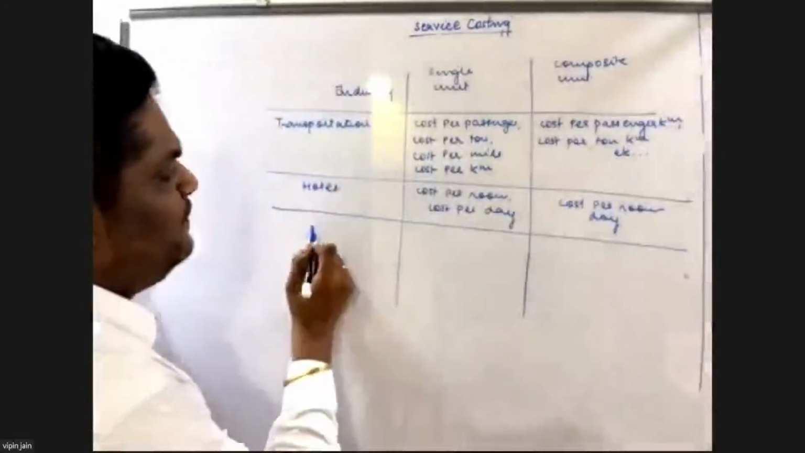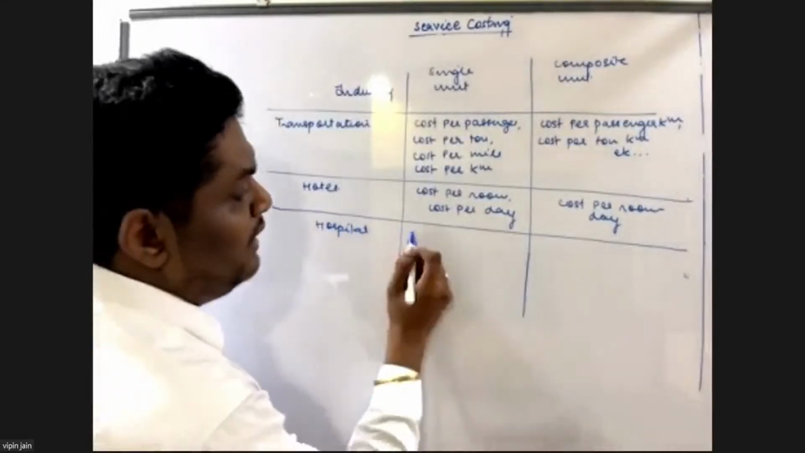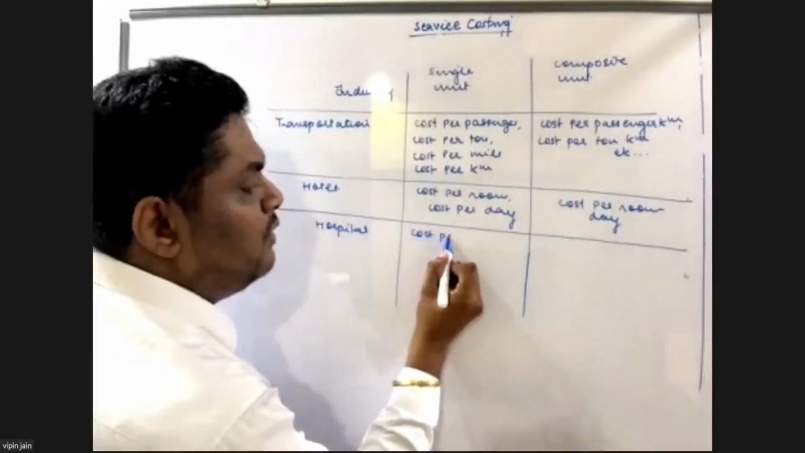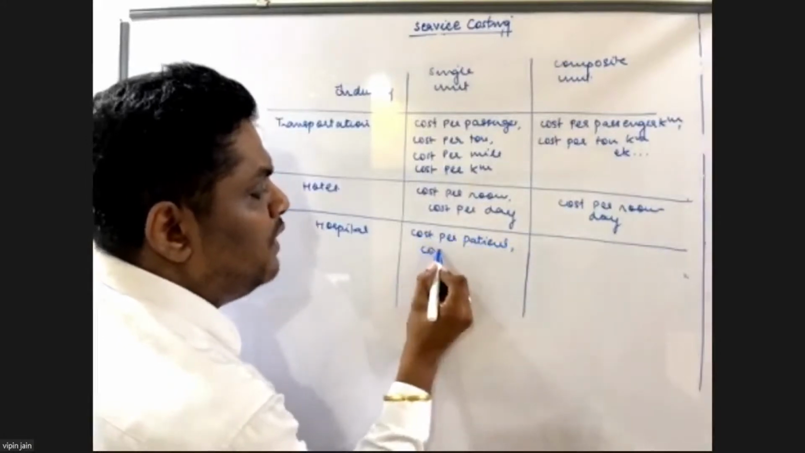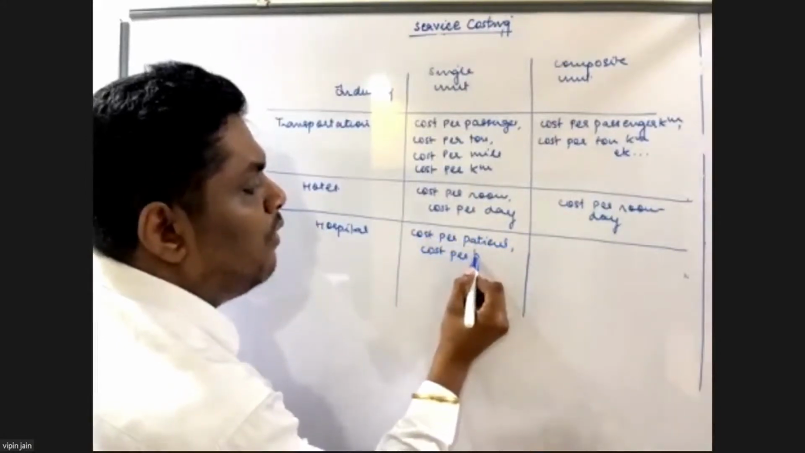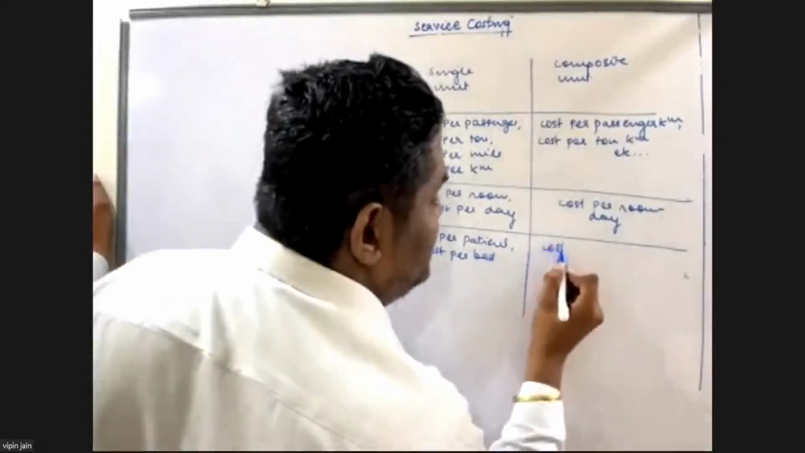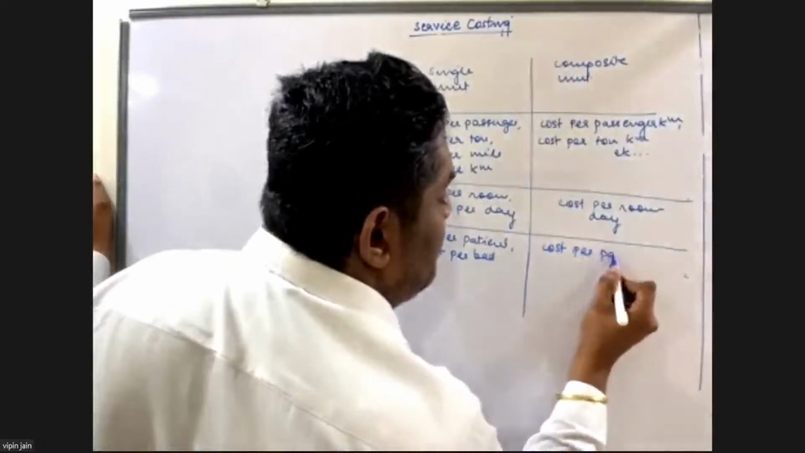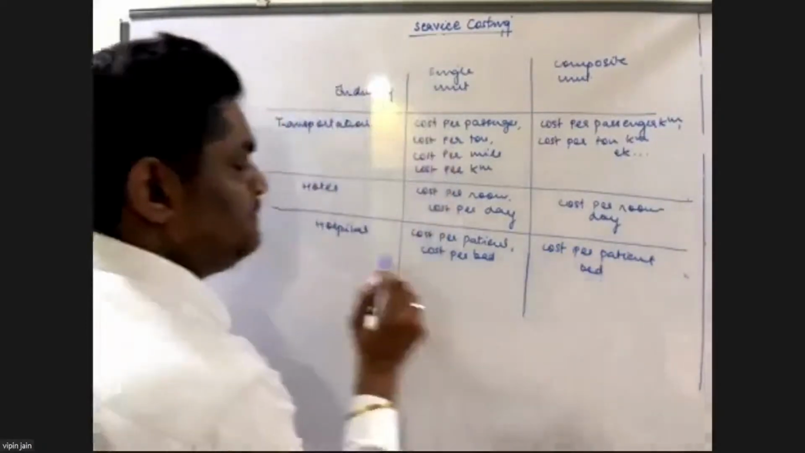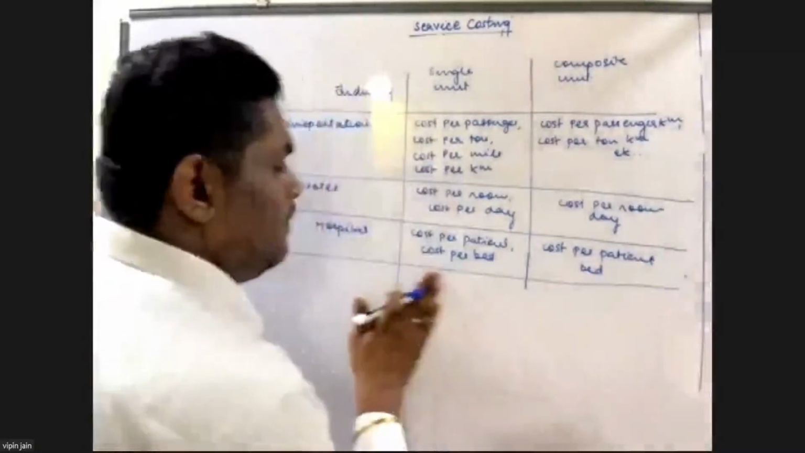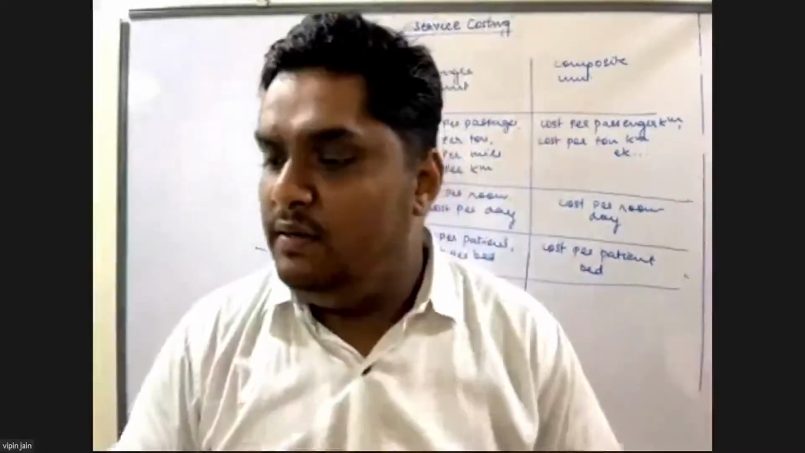When talking about the hospital industry, it can be cost per patient, cost per bed, and further it can be cost per patient bed. I request you to please copy this part.